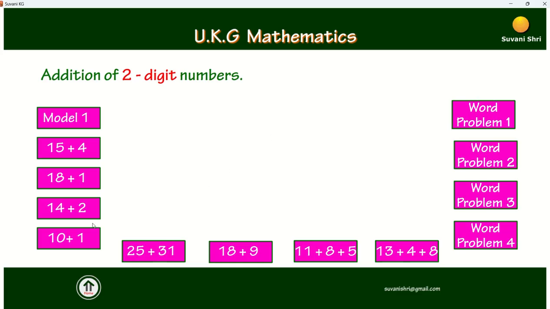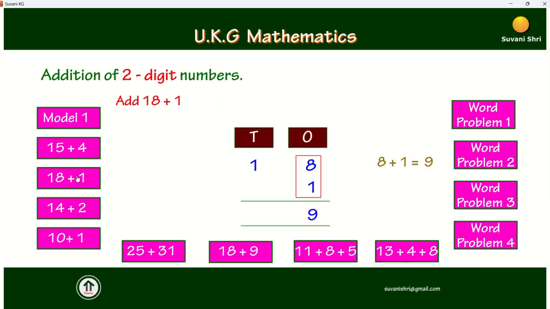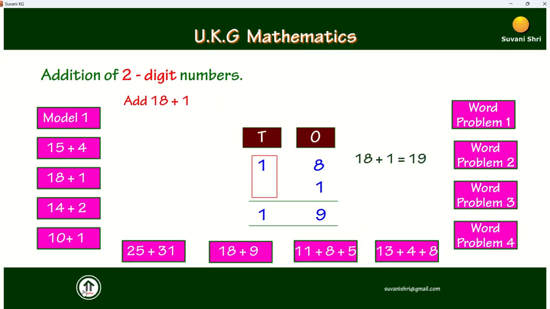Addition of two-digit numbers. Add 8 plus 1 in one's column. That is 8 plus 1 is 9. 1 in tens digit. Put a 1 as it is in tens digit. We get 19.